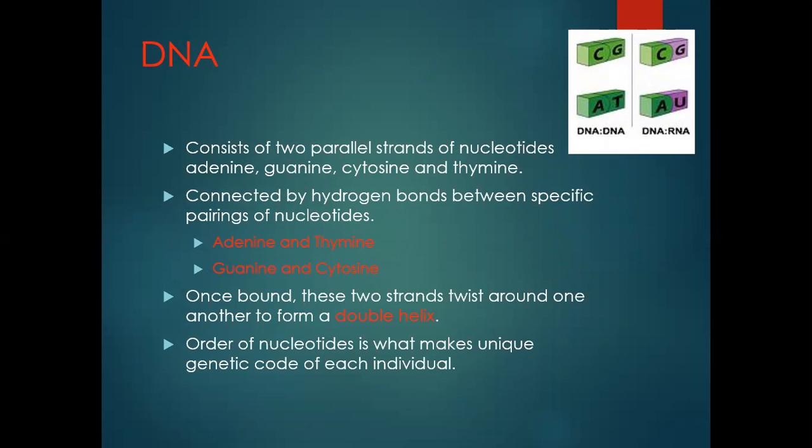DNA is two strands. I'm not telling you any shocking information. The DNA forms a double helix, and that's just the way that the nucleotides line up. And it's the order that these line up that gives you your genetic code.